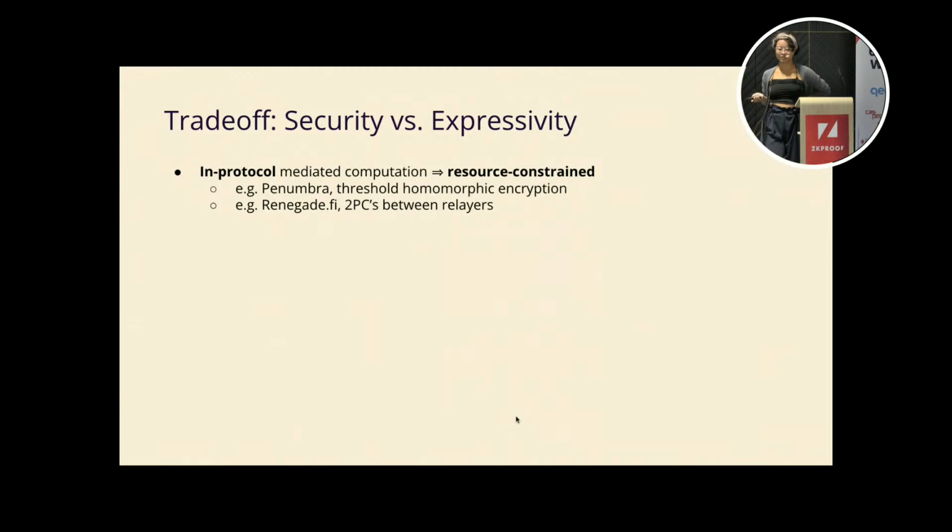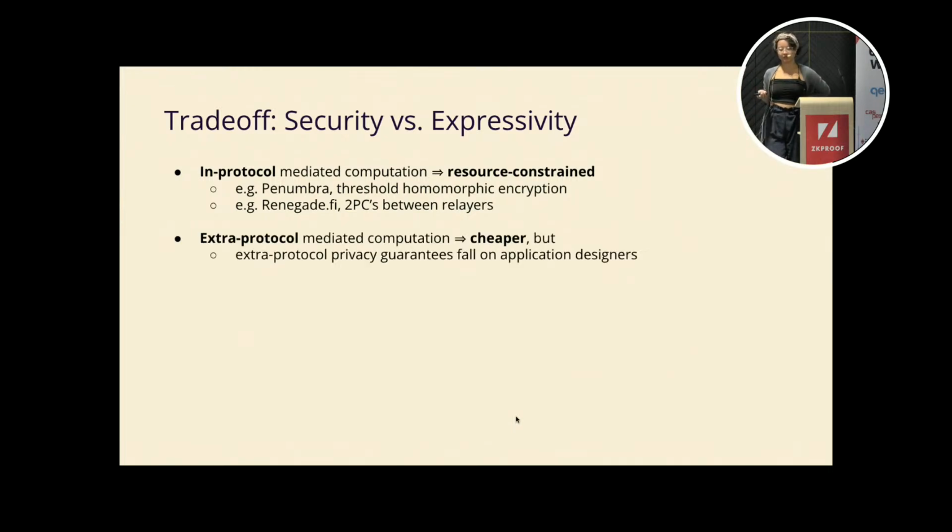In Penumbra, it's literally just adding things. Whereas in Renegade Phi, it's a way more involved computation. It's a whole matching algorithm. Whereas those protocols such as ZSA swap that move the privacy guarantees outside of the protocol can have more freedom to perform expensive computations. But basically the privacy guarantees fall on application designers. And furthermore, this potentially fragments the state or liquidity across different applications.